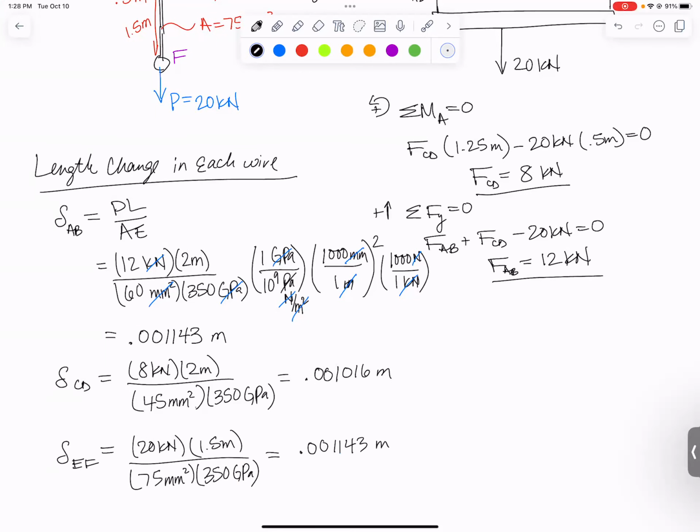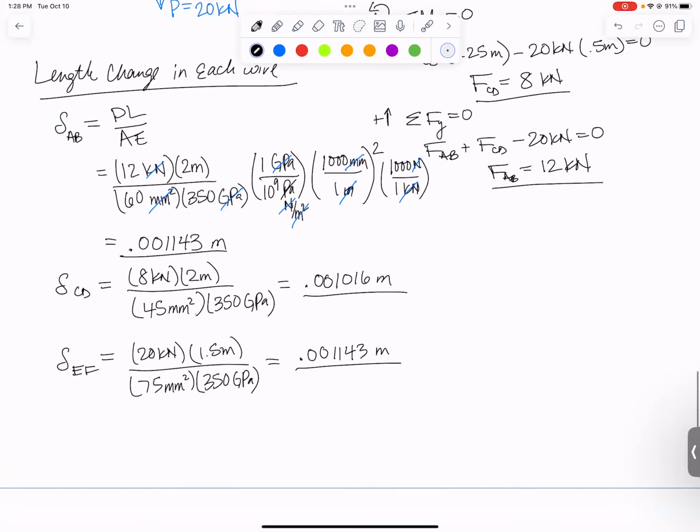It's exactly the same as the previous one. It has a bigger force, shorter length, bigger area, but all those changes actually happen to cancel each other exactly out. That's really funny. Okay, we found all three of those. We got the deflections of each of the members.